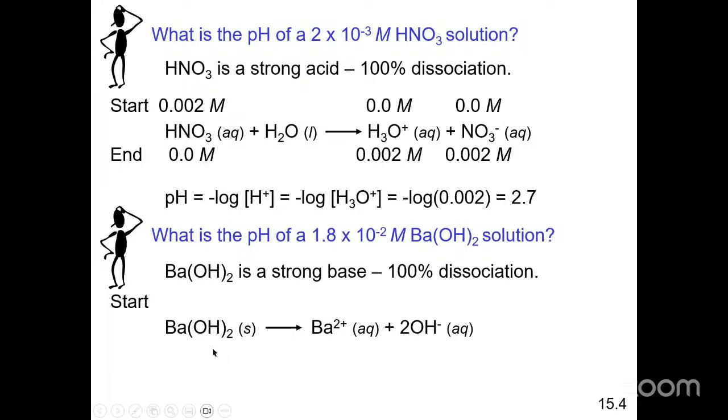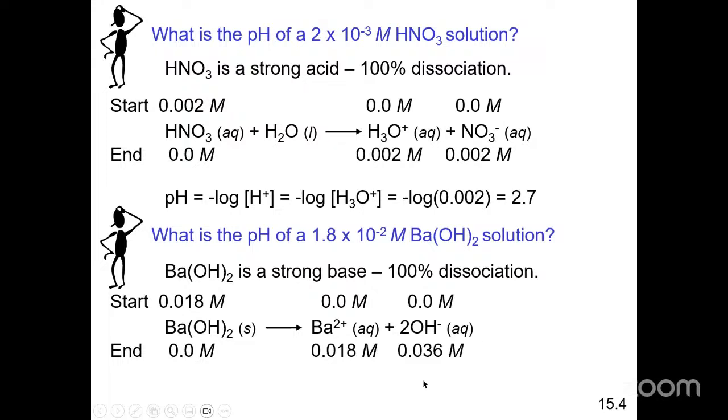Initially, you would have 1.8 times 10 to the minus 2 M of barium hydroxide. You would have no barium ions or hydroxide ions. And then when the reaction is completed, you're going to have no barium hydroxide present. You're going to have 0.018 M of barium ions present. But here, you're going to have 2 times 0.018, which will be equal to 0.036 M, right? So to find the pH, now remember, the question is asking for the pH. What we have here is the concentration of OH.